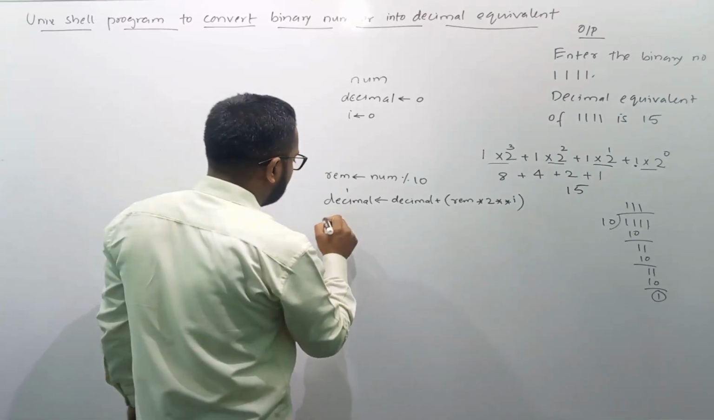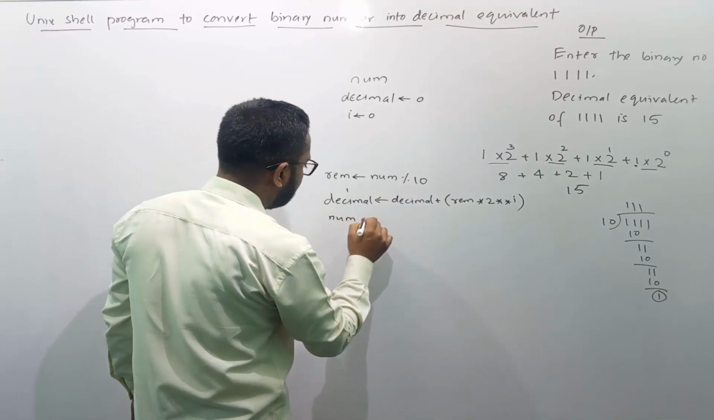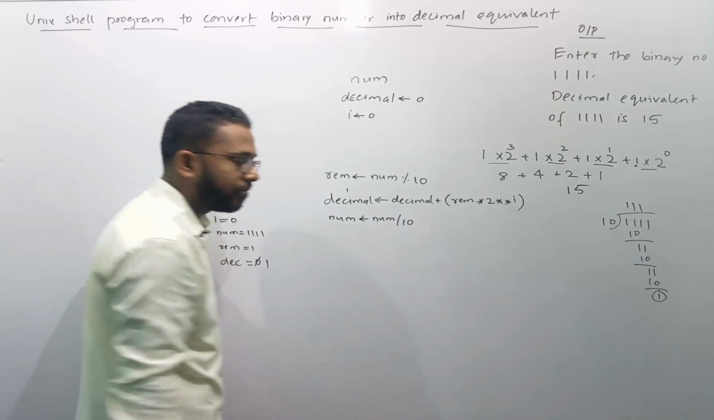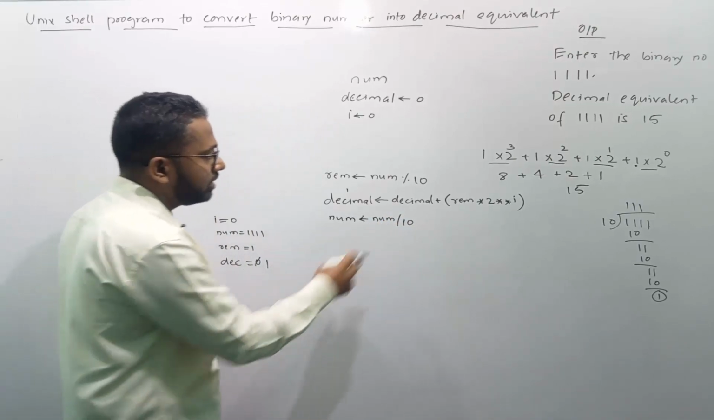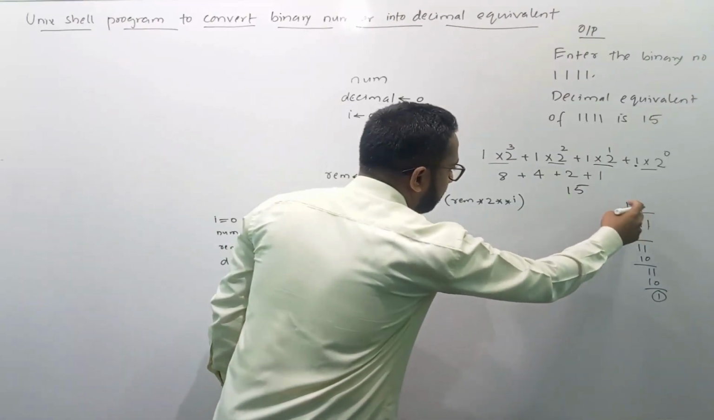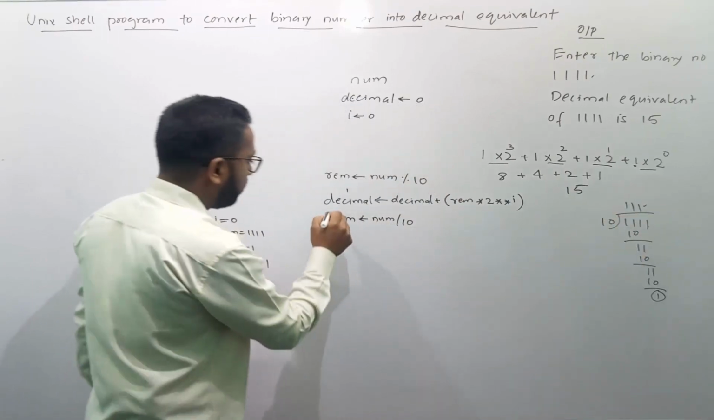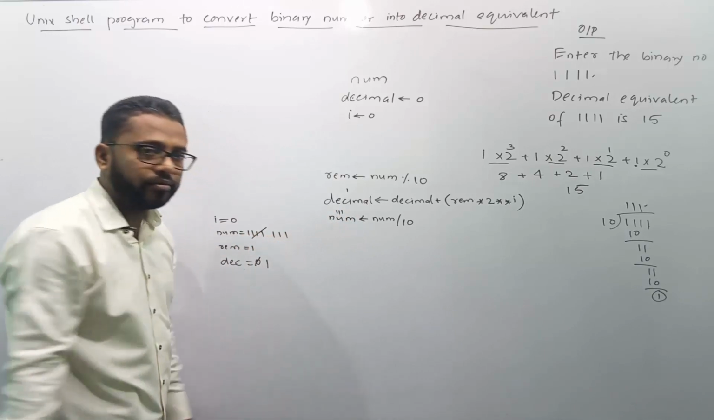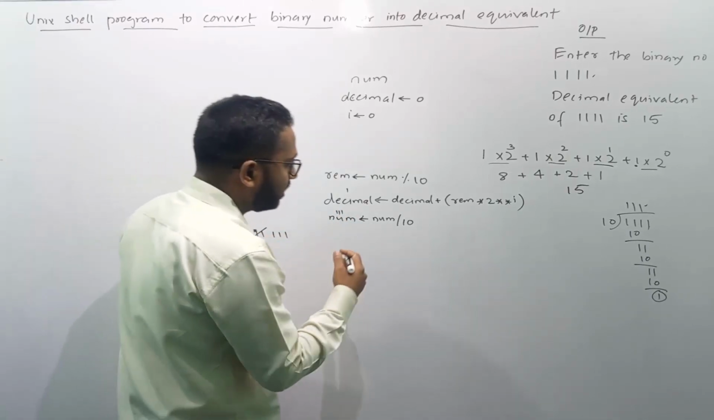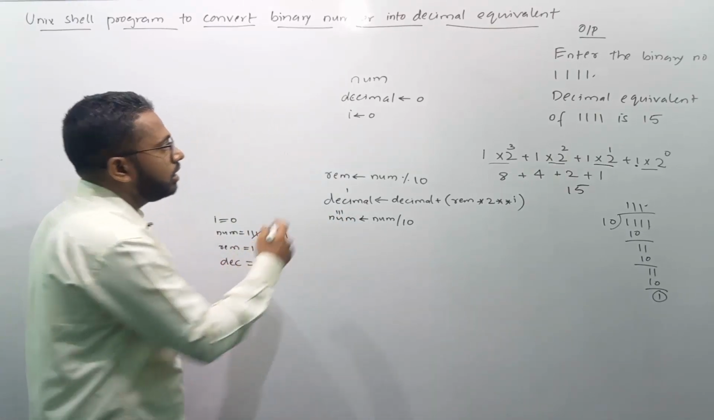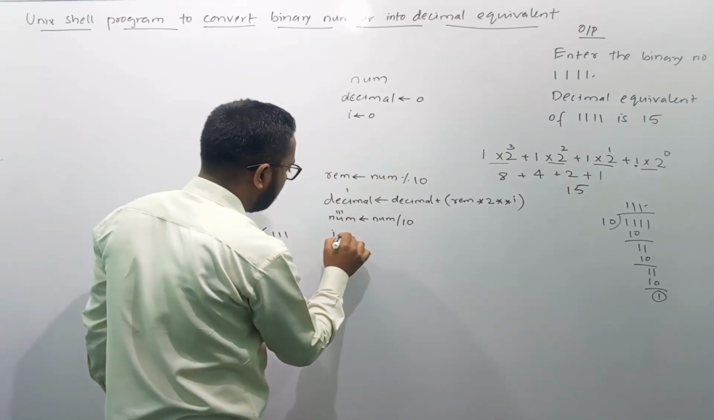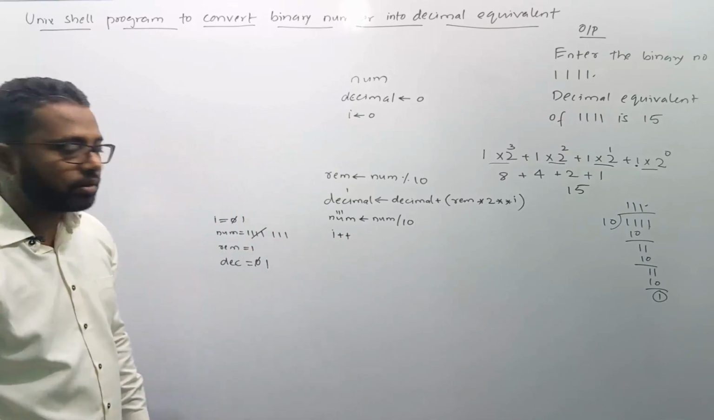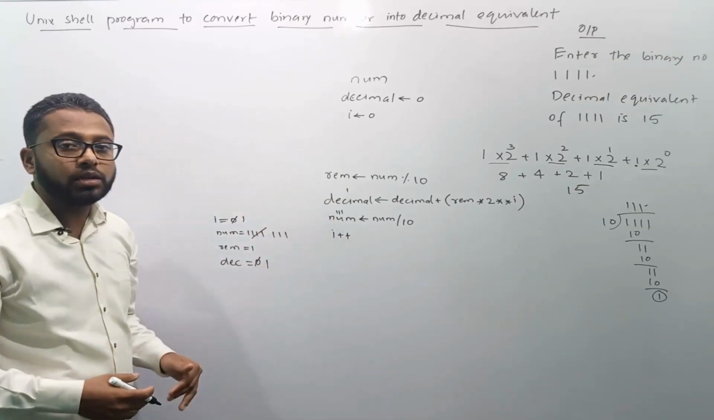Next I will divide num by 10. When I divide this 1111 by 10, I will get the number 111. Next I will increment i: i plus plus. Now i becomes 1. Now I have got a new value of num, 111.